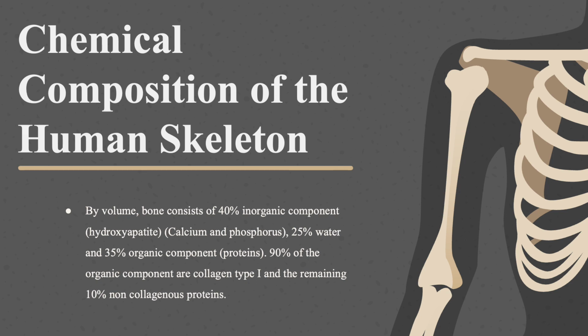And for the chemical composition of the human skeleton, it goes by volume, and bones consist of 40% inorganic components, 25% water, and 35% organic components. And then 90% of organic components are collagen type 1, and the remaining 10% are non-collagenous proteins.